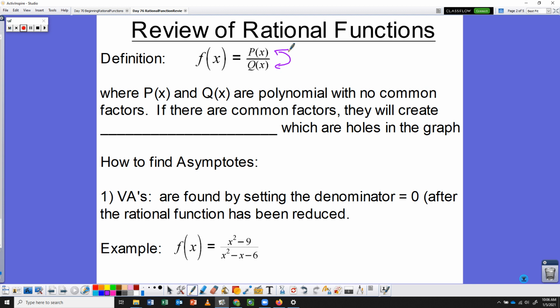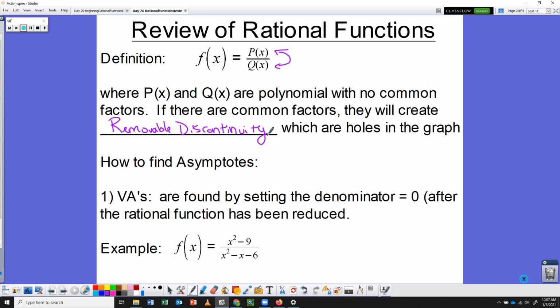If they do reduce, they will create a removable discontinuity, which is going to be represented by a hole in the graph. So if you factor p of x and q of x and you notice there's factors that are going to cancel each other out, you're creating holes in the graph, and those are called removable discontinuities.